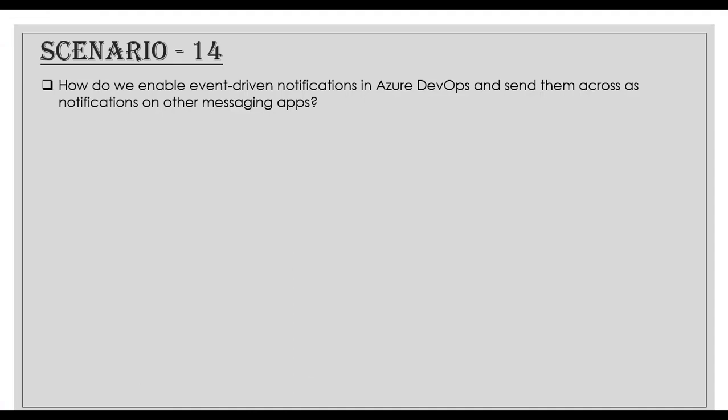Very interesting one. How do we enable event driven notification in Azure DevOps and send them across as notification or other messaging apps? Very interesting. Let's understand this question again. Let me give you a scenario. Suppose you have a build and release pipeline created and you want to send the build and release status update, like whether the build was successful, failed, stuck, such status update. If you want to send it across other messaging tools, the messaging apps such as Slack for example, how can we achieve that in Azure DevOps? Think of it.